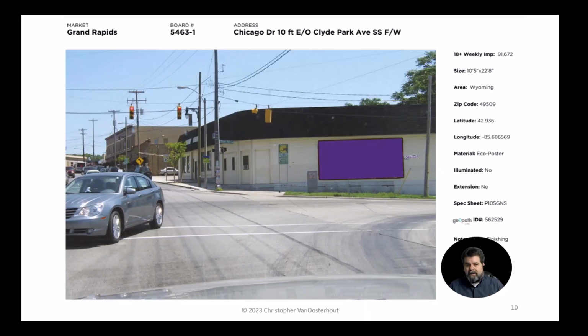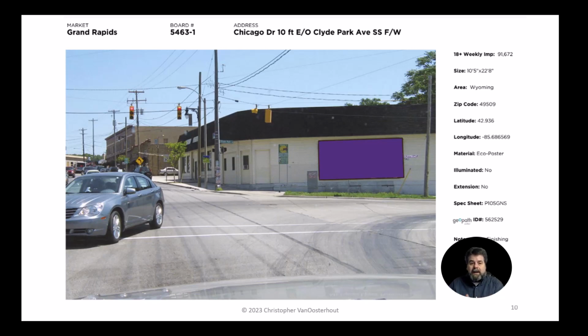So let's talk about some billboard locations. These are all real locations in our region. As you look at this billboard location, and you're looking at the purple area in this picture, do you see any issues with this billboard? Well, I certainly do. It's very low from the ground.